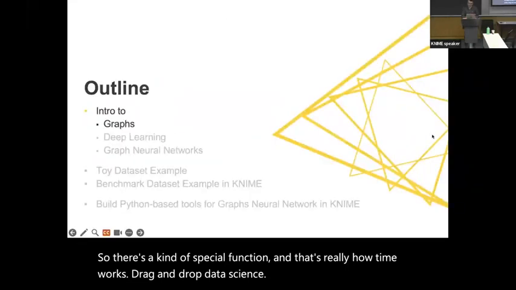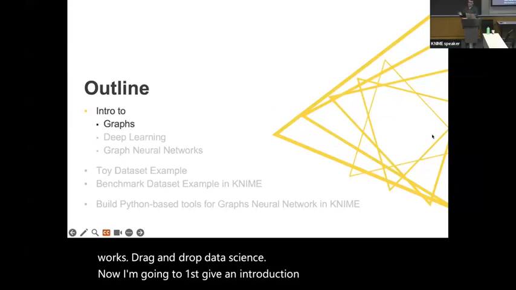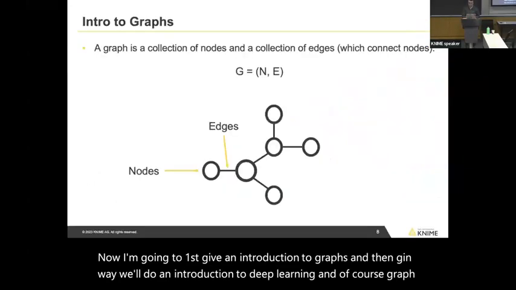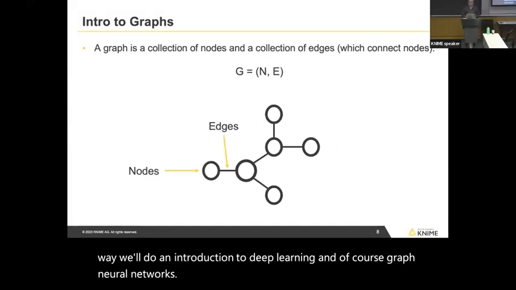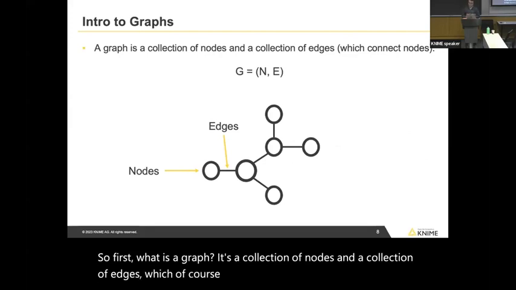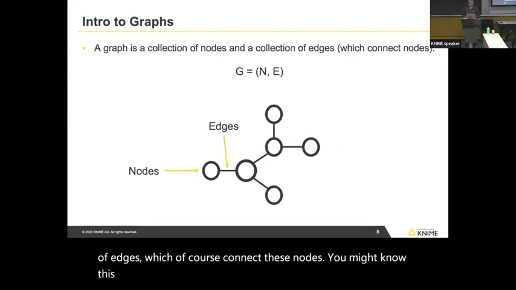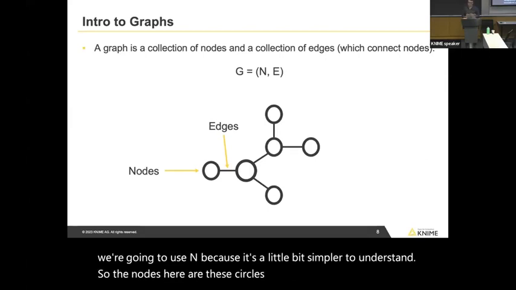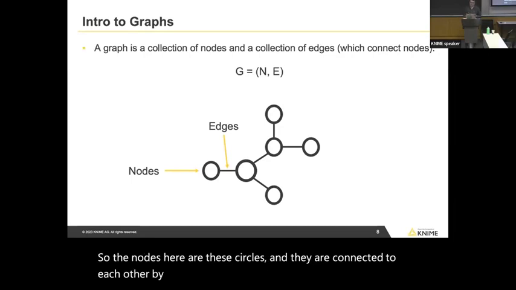Now, I'm going to first give an introduction to graphs, and then Jinwei will do an introduction to deep learning, and of course, graph neural networks. So first, what is a graph? It's a collection of nodes and a collection of edges, which of course connect these nodes. You might know this as G equals (V, E), where V stands for vertices. In this case, we're going to use N because it's a little bit simpler to understand. So the nodes here are these circles, and they are connected to each other by the edges, the lines.